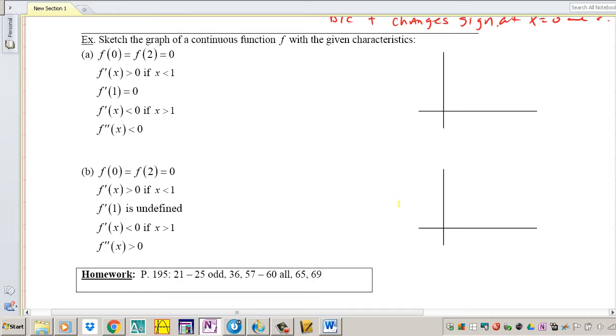In the last example, we have to sketch a graph of a continuous function with given characteristics. So we have to sketch a continuous curve, which means no holes, no breaks. So let's go ahead and look at the first one. Letter A says f of 0 must equal f of 2, which is 0. So that means that at 0 we have 0, and at 2 we have 0 again.